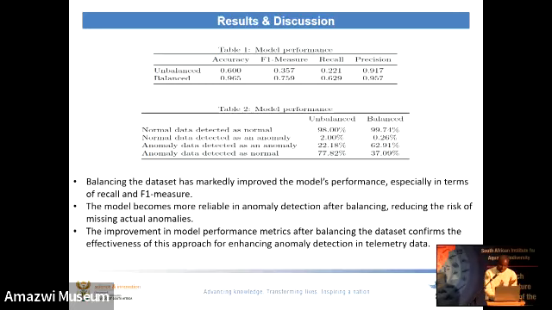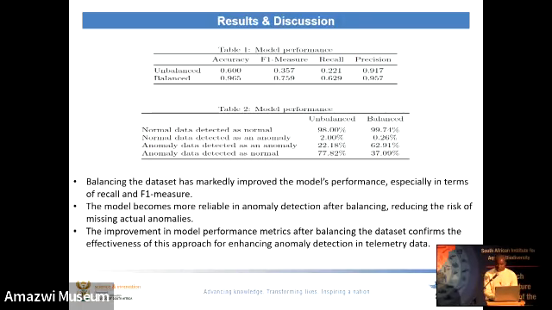If we go to table 2, we have unbalanced and balanced data. There's normal data detected as normal, for the unbalanced one, which means our model is correctly identifying that 98% of the time, and then there's normal data detected as an anomaly, which means our model is misclassifying 2% of the normal data as an anomaly. And also we have anomaly data detected as an anomaly, which our model correctly identifies 22% of the time, and it misclassifies 77% of the time, which is a very big problem.